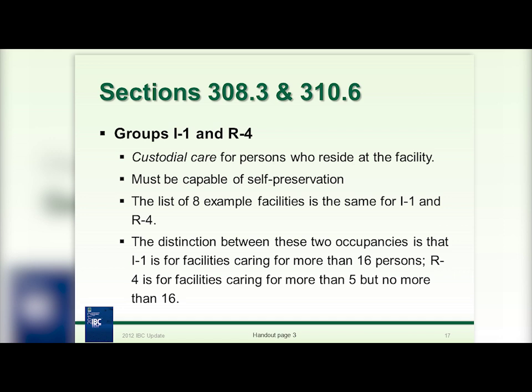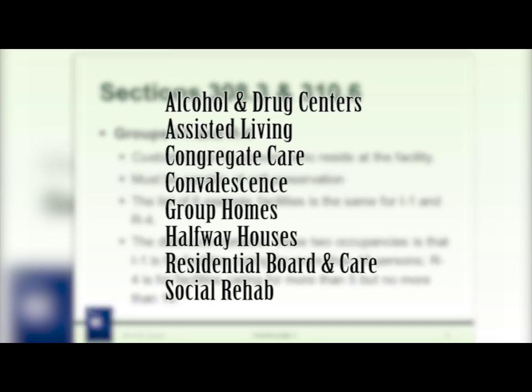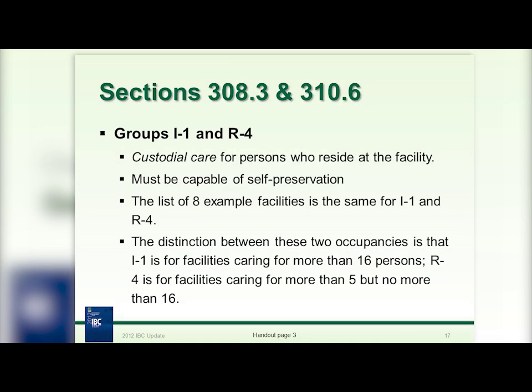Under both the I-1 and the R-4, because basically an R-4 is a smaller I-1, the 8 provisions listed, or examples, are the same. Those are alcohol and drug centers, assisted living, congregate care, convalescence, group homes, halfway houses, residential board and care, and social rehab. The main difference between the two is that the I-1 is for facilities of more than 16 persons, and R-4 is between 5 and 16.